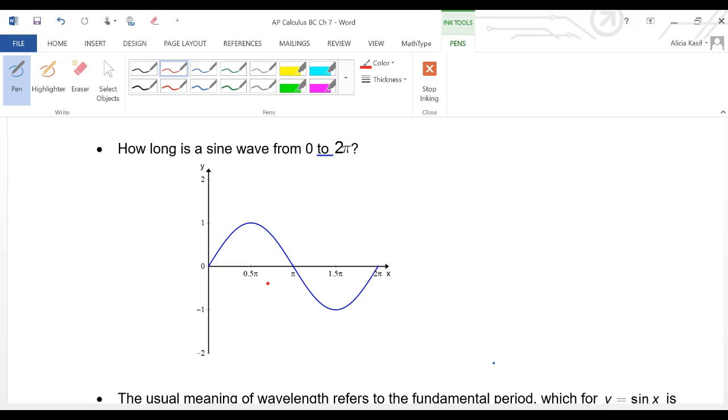Okay, so lengths of curves. We want to be able to take a curve on a closed interval, and if we were to stretch it out, how long would that be? So it's definitely going to be longer than 2 pi, all right? But how long is it? How do you think we could get the distance between here and here if we stretch it out? Any ideas?